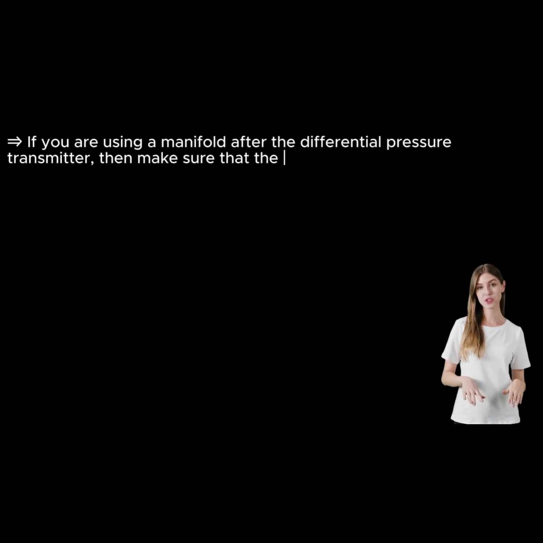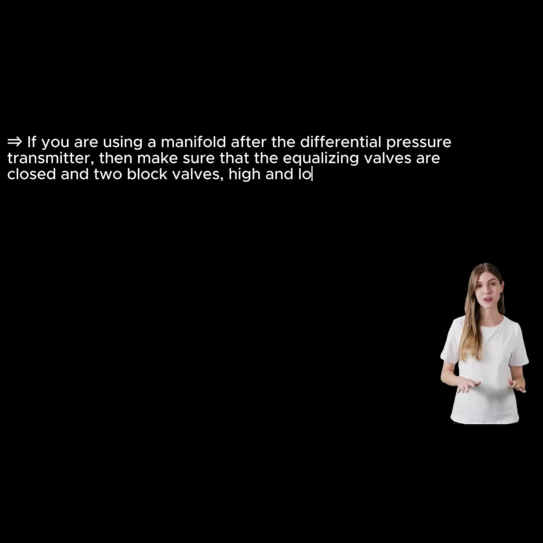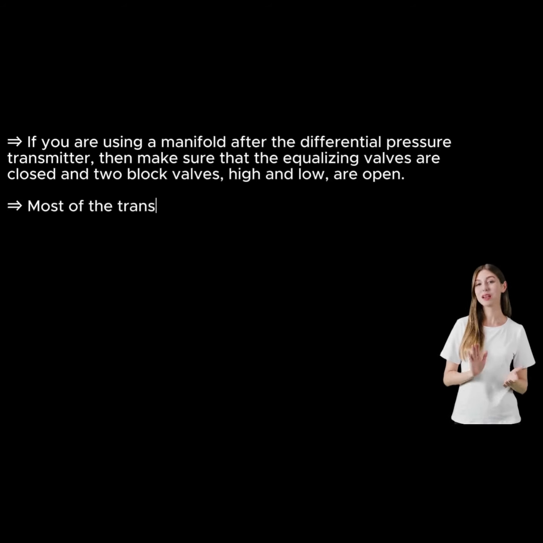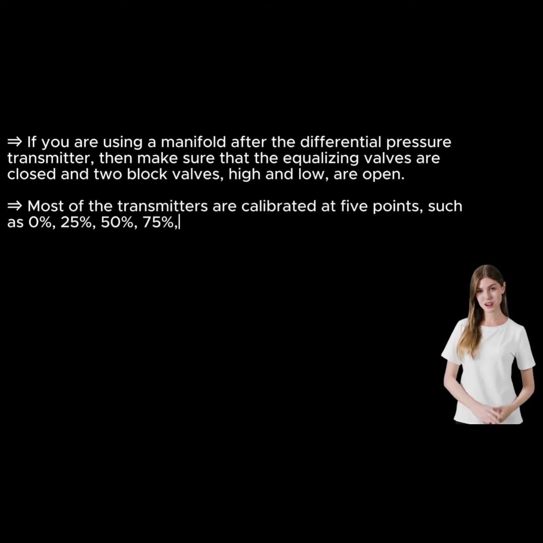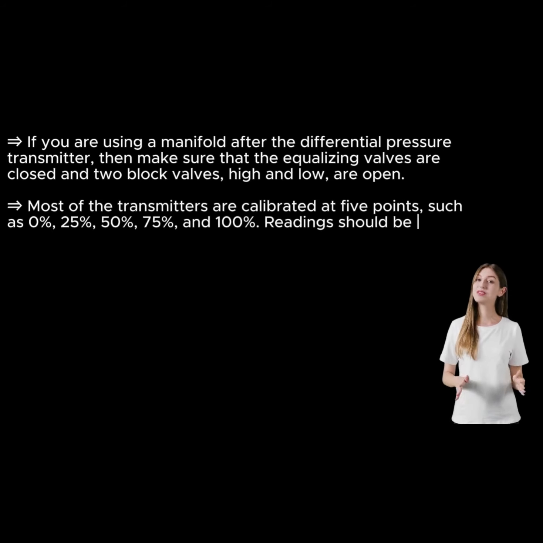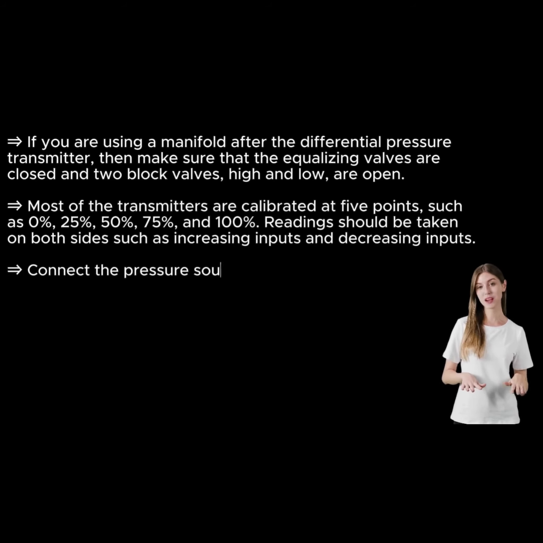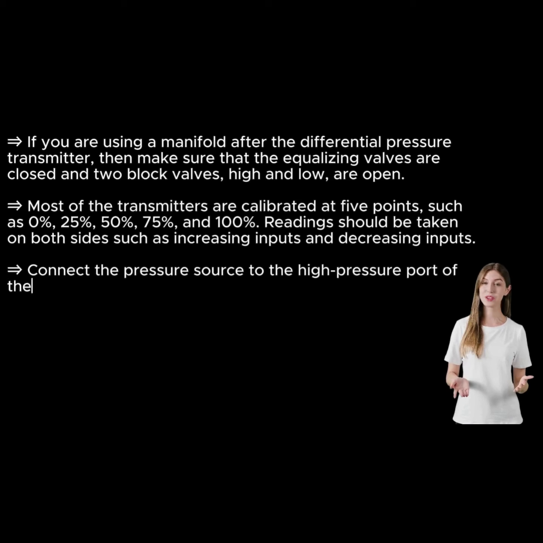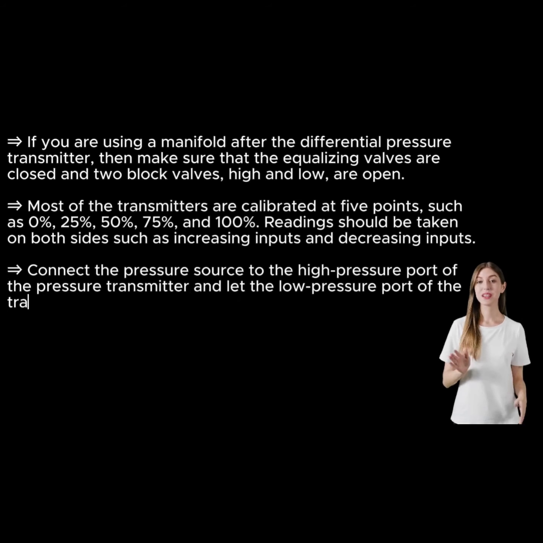If you are using a manifold after the differential pressure transmitter, then make sure that the equalizing valves are closed and the two block valves, high and low, are open. Most of the transmitters are calibrated at 5 points, such as 0%, 25%, 50%, 75%, and 100%. Readings should be taken on both sides, such as increasing inputs and decreasing inputs.